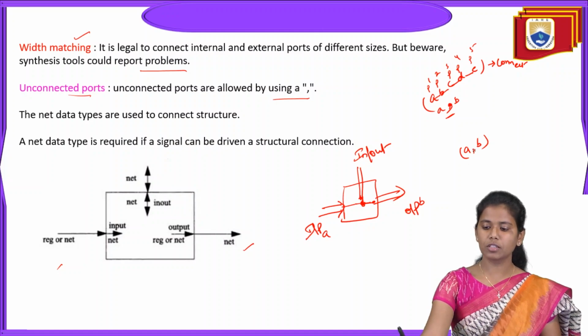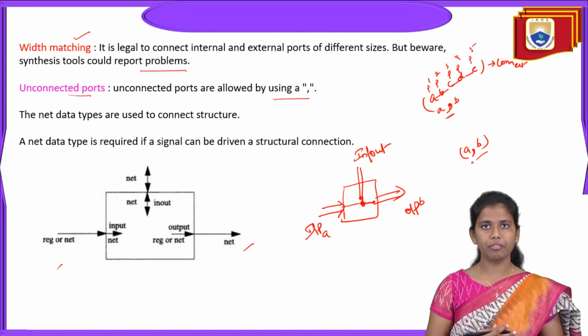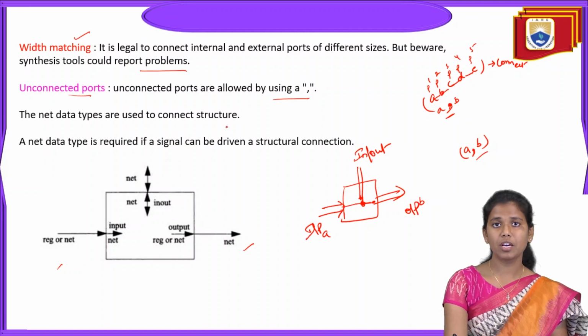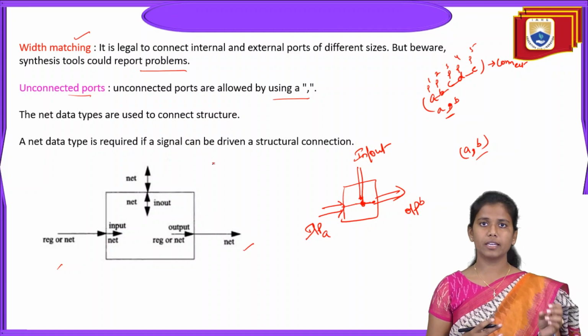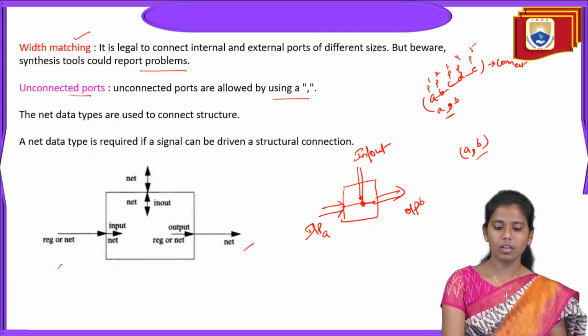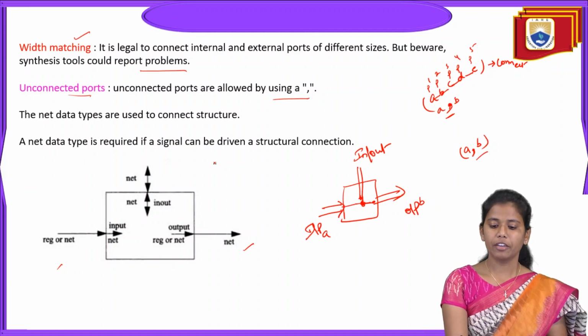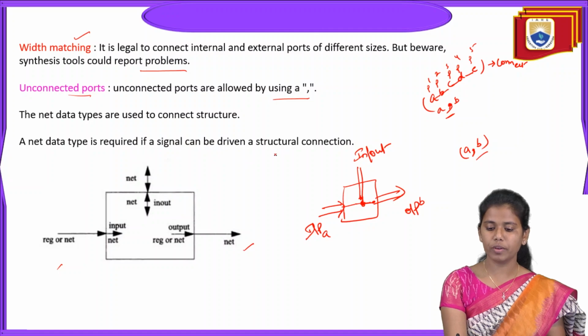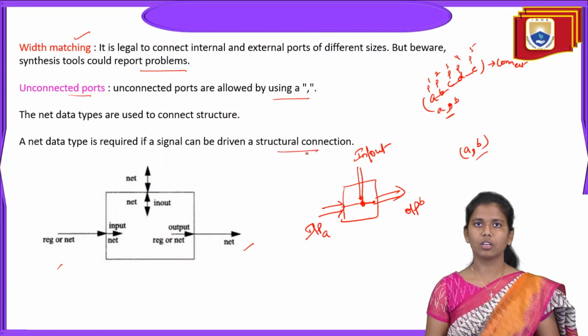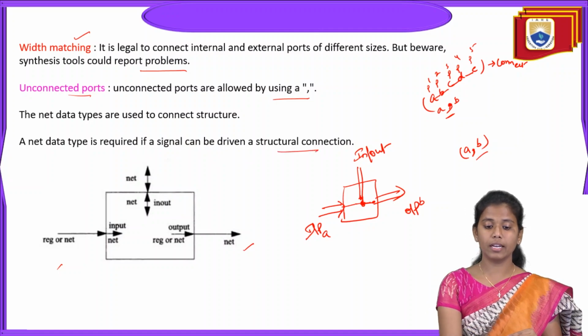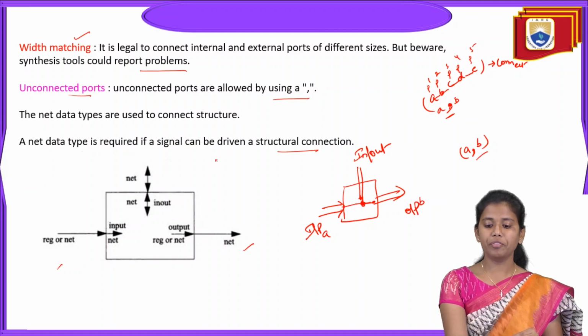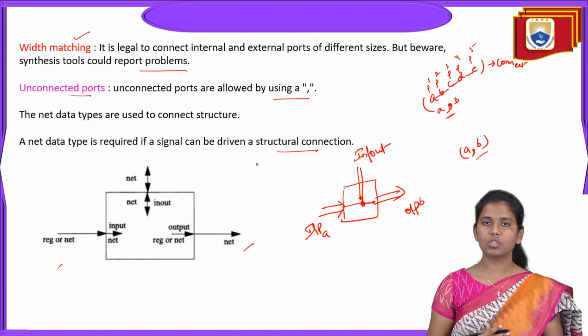Okay, this is how, using the comma, we are able to identify. Then the net data types are used to connect structure. A net data type is required if a single signal can be driven by a structural connection. So here a net data type is required if a signal can be driven by a structural connection.